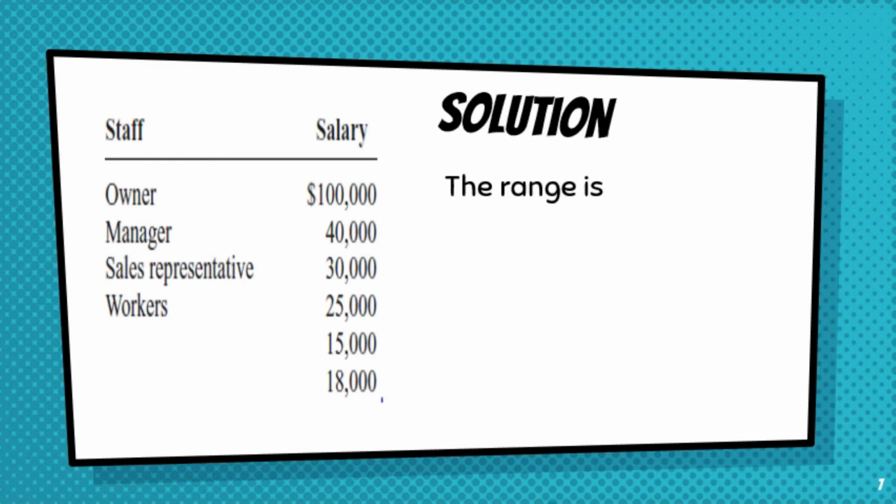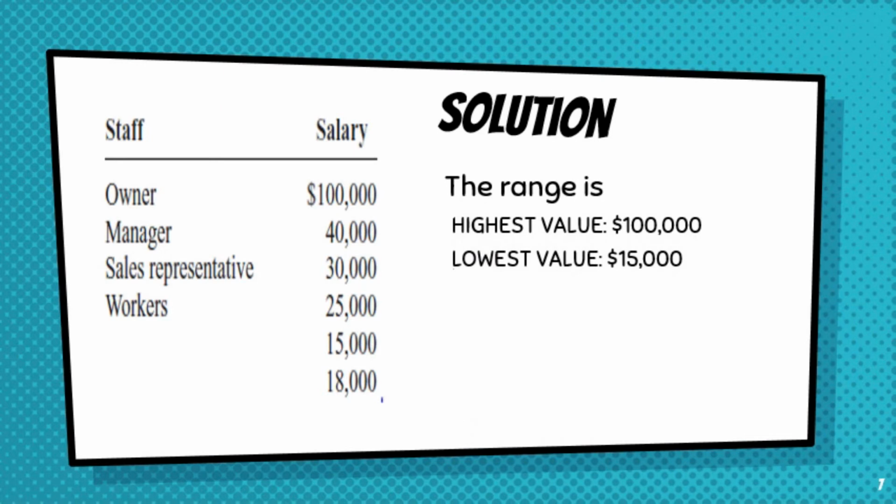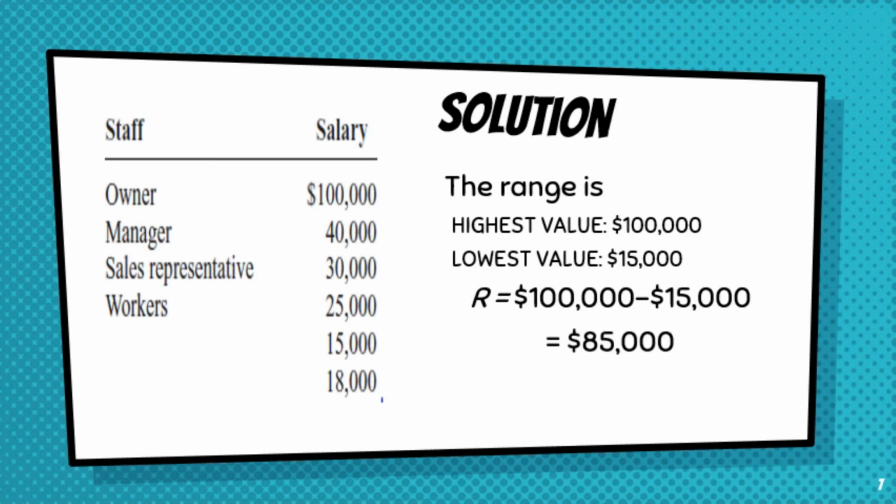Solution. The range is: the highest value of the employee salary is equal to $100,000 and the lowest value is equal to $15,000. Again, range is equal to highest value minus lowest value. In this example, range is equal to $100,000 minus $15,000, which is equal to $85,000, and the range is $85,000.